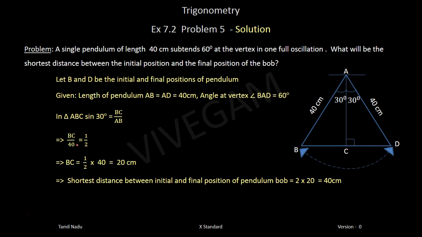So BC by 40 equal to half, or BC will be equal to half into 40. And half into 40, this 2 will go 20 times. So you'll get 20 centimeter. So the shortest distance between the initial and the final position is 2 into 20, because this is 20 and this is also 20. So 2 into 20, that is equal to 40 centimeter.